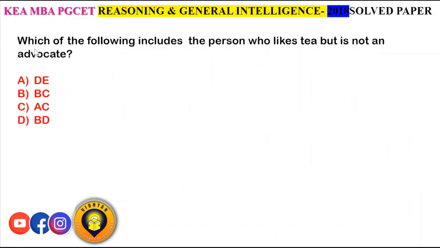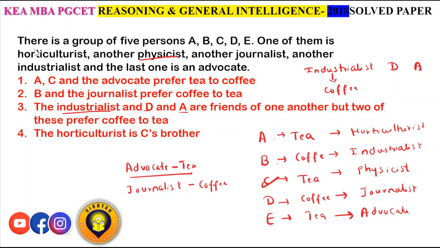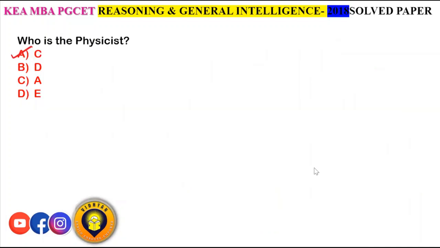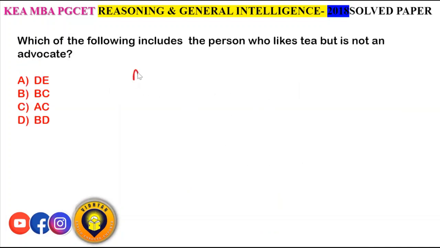Which of the following includes the person who likes tea but is not an advocate? Who are the persons who like tea? A, C and E. They are asking for the person who likes tea but is not an advocate. That means you cannot take E here. So A and C are the persons who like tea. That means option C is the answer. Option C is the right answer.